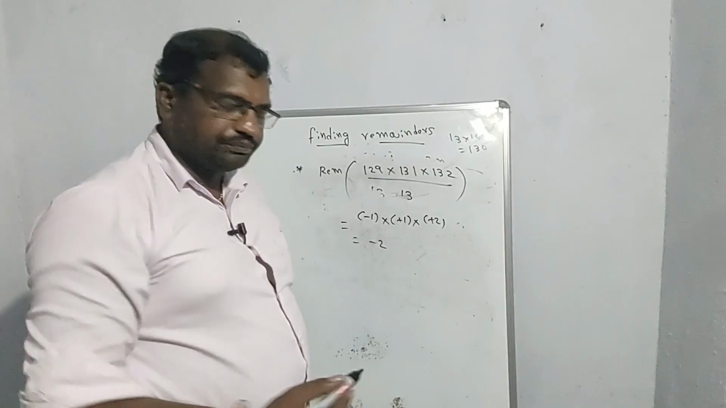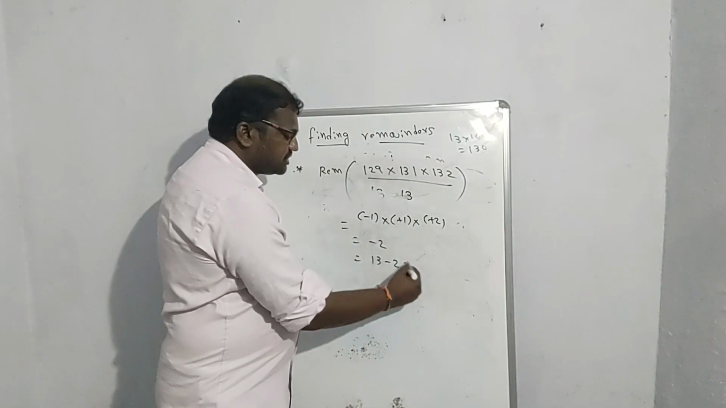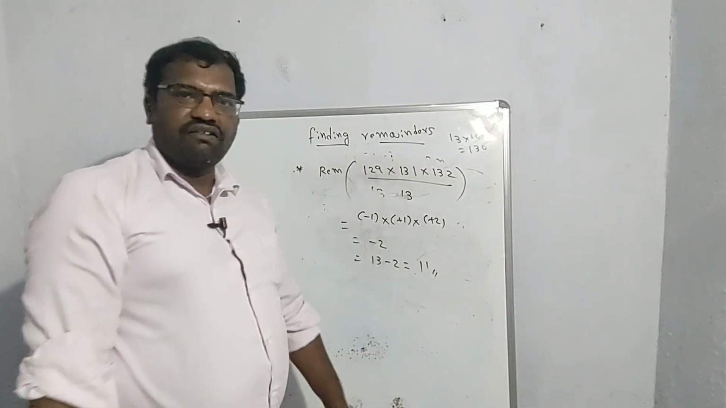At that time what will you do? Your divisor is 13. Subtract the remainder from the divisor: 13 minus 2, so 11 is the answer. 11 is the possible answer.